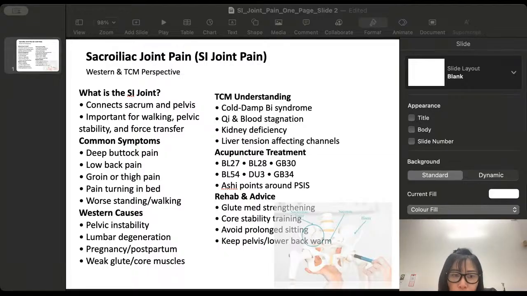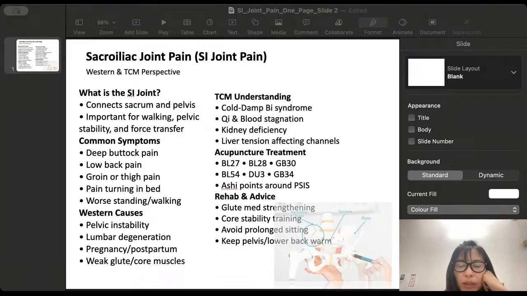Another part I'm going to talk about is why glute muscles matter. This is quite important, especially gluteus medius dysfunction. Weak gluteus medius muscles create pelvic instability. Then the SI joint tries to compensate for that weak muscle. That is why rehabilitation is very important, not just acupuncture treatment.